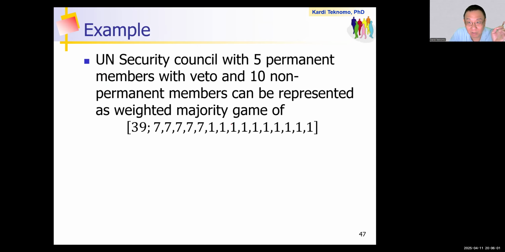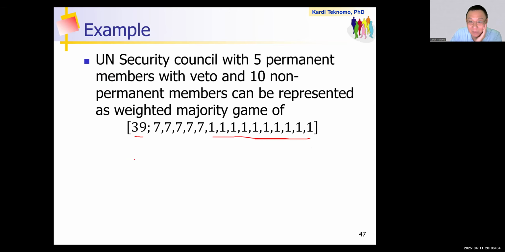So how about the 5 permanent members in the UN Security Council? In the UN Security Council, you have 5 permanent members with veto, and then 10 non-permanent members. If you put that into numbers, the 10 non-permanent members each have one vote. The 5 permanent members have 7 votes each, and you need to get 39.